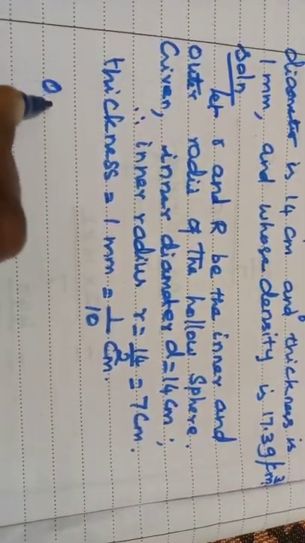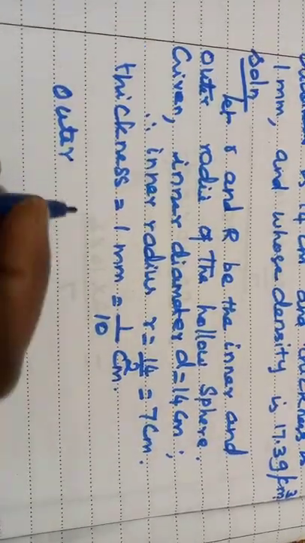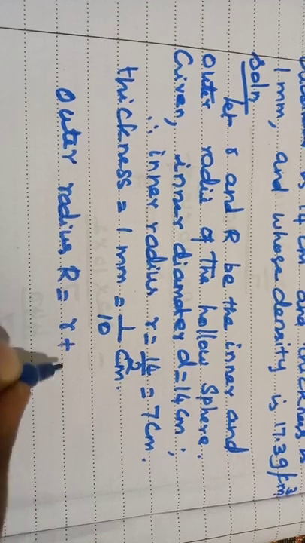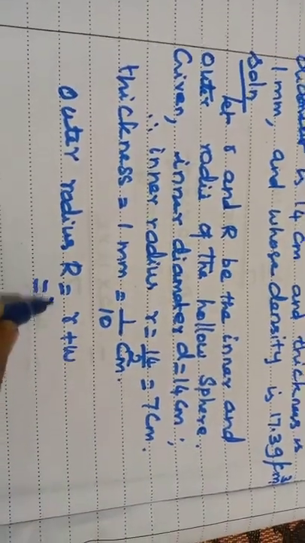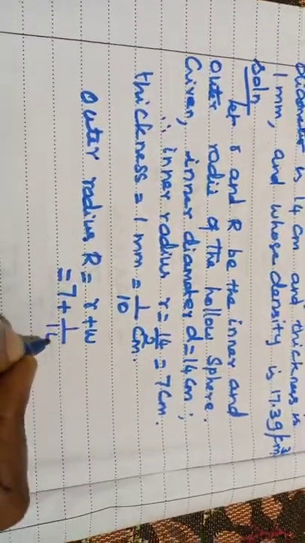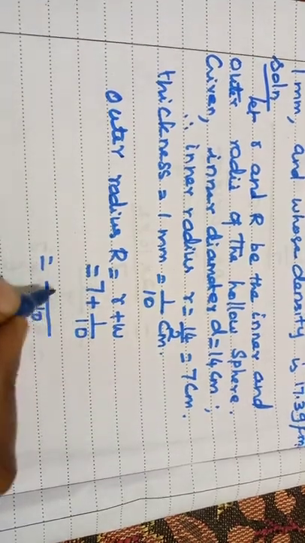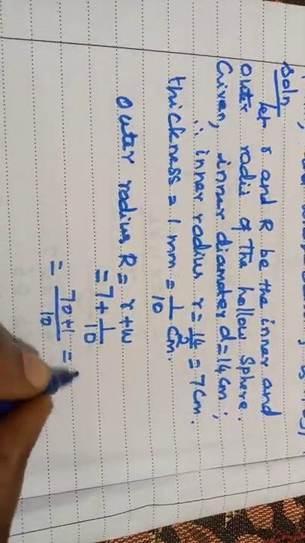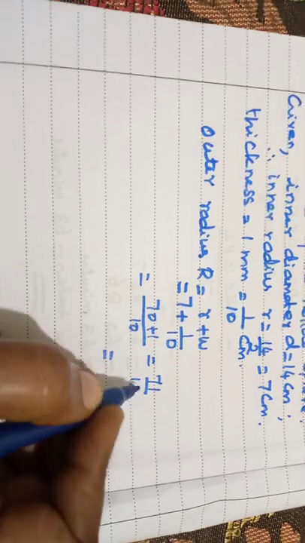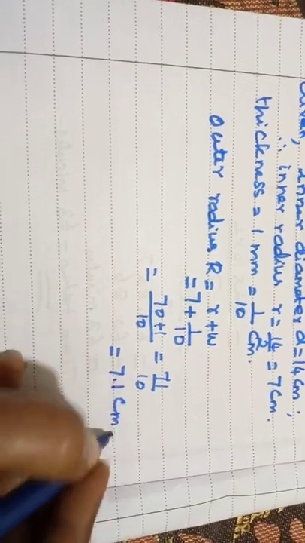Outer radius is there. Hollow sphere means inner and outer radius will be there. Thickness and inner radius, because if we add them, we get the outer radius. Outer radius capital R is equal to small r plus w. Small r we have 7, plus thickness w, that is 1 by 10. Take the LCM, 10 is the LCM, so 7 into 10, 70 plus 1, which is equal to 71 by 10. Divided, 71 by 10 is 7.1 centimeter.